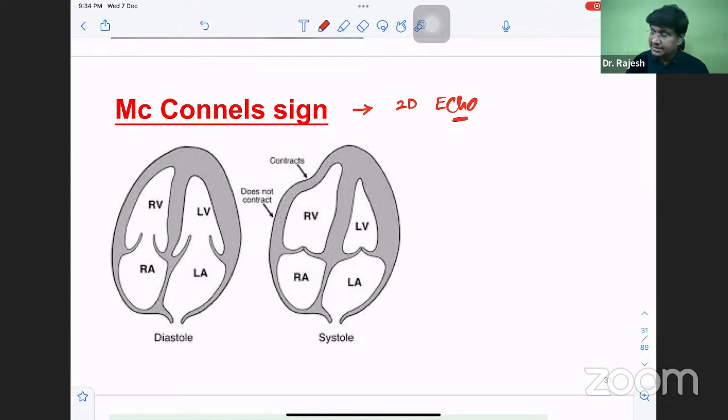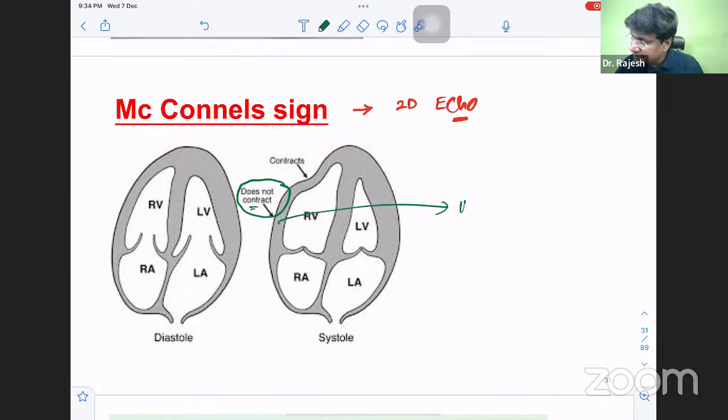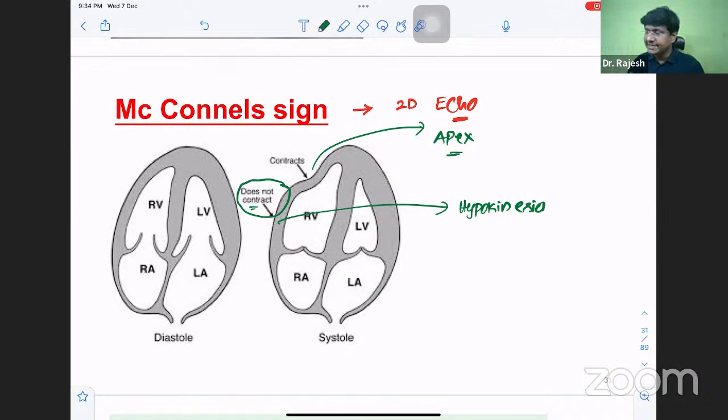That is the McConnell sign. What is McConnell sign? McConnell sign is where the right ventricular free wall hypokinesia will be there, whereas at the apex there will be increased motility of the apex. That is what is called the McConnell sign.